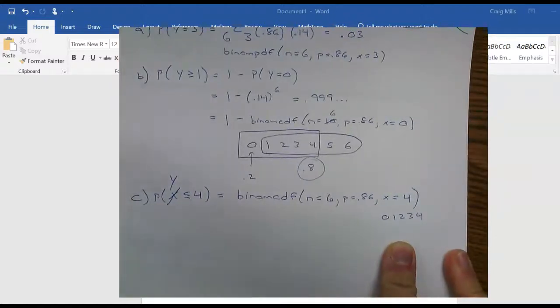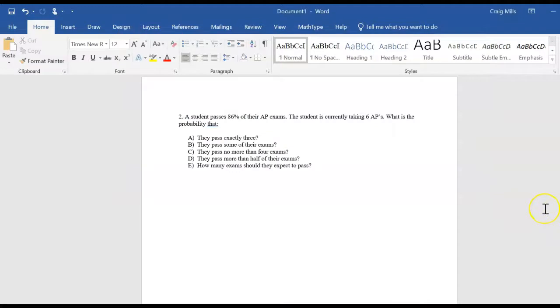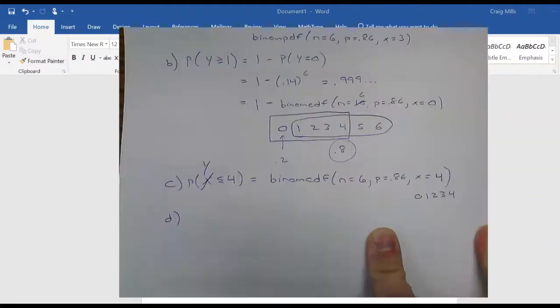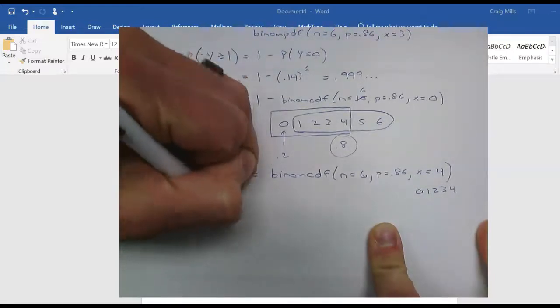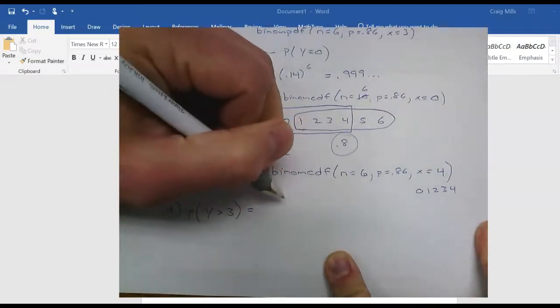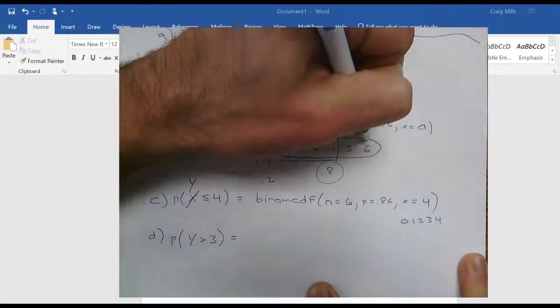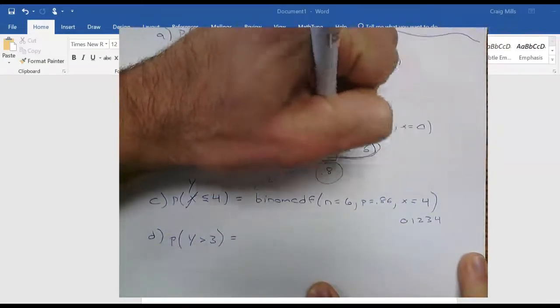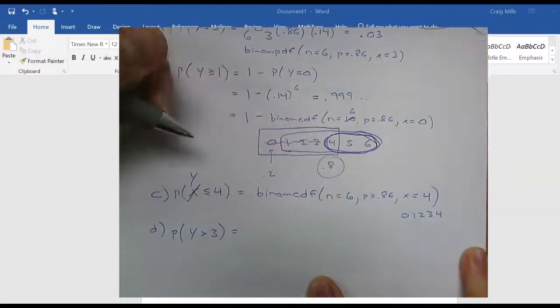I'm not going to bother showing you how to plug that in the calculator. I think from the previous parts you understand how. I hope you do. Moving on to part D, they pass more than half of their exams. More than half. Y is greater than 3. So now I'm back to this idea of I'm not starting at 0. More than 3 just means 4, 5, or 6. So I need to get rid of everything below that, the 0, 1, 2, and 3.